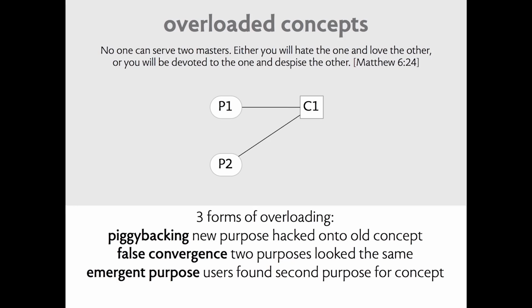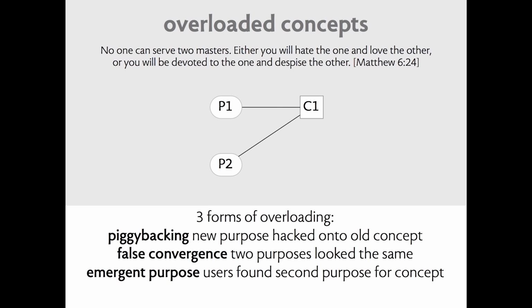And so I would like to identify three forms of overloading. What I call piggybacking, which means that you had this old concept, and you wanted to squeeze in some functionality, and you thought, oh, it's so painful, we can't really afford to do that properly. We'll just piggyback it on there. Nobody will notice, will they? That will work nicely. And then sadly, they do notice.